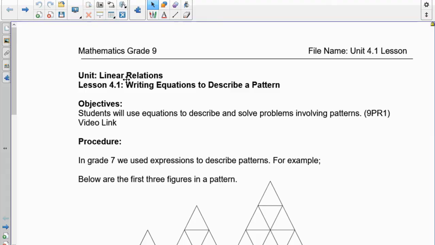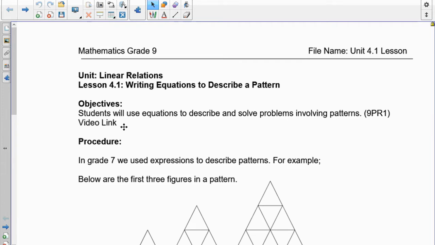Hello, grade 9s. This lesson is the first lesson in linear relations, something that you're going to become really quite familiar with. We're going to start out with a little bit of review, and we're going to use equations to describe and solve some problems involving patterns. I haven't placed a video link here, but the video link will come up after we finish this.